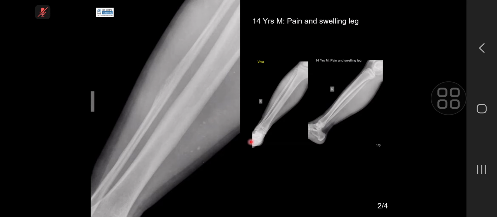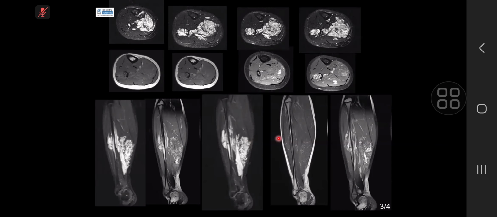Phleboliths are there. And this is the MR, and signal-wise, it is 100% similar to our case. If you see here, these are vascular channels in the muscles. This is why it is known as intramuscular hemangioma in the MSK world. And you can see how dilated these are. This is a venous malformation.